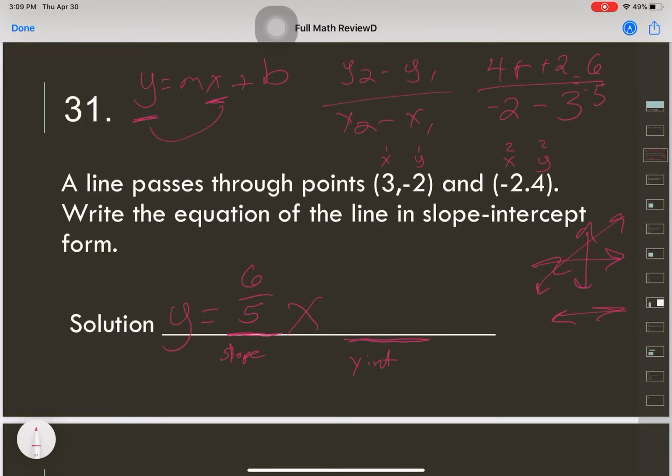So 6/5 times 0 will equal y. So 6/5 times 0 will just be 0, so y is going to be 0. That's a weird one. Okay, but that's that one. That one's a little strange. Write the equation of the line in slope-intercept form. And there it is.